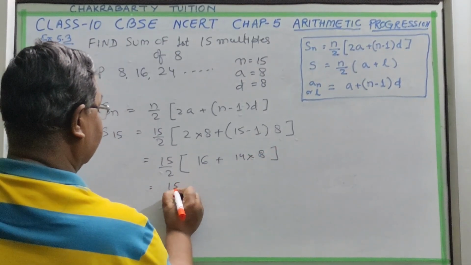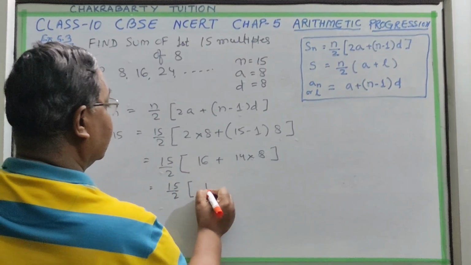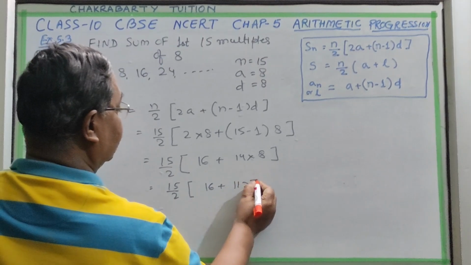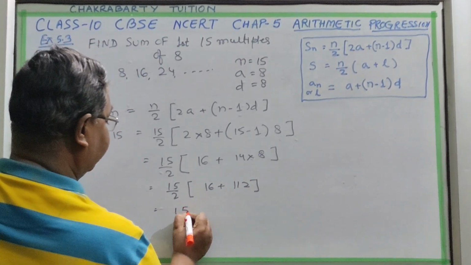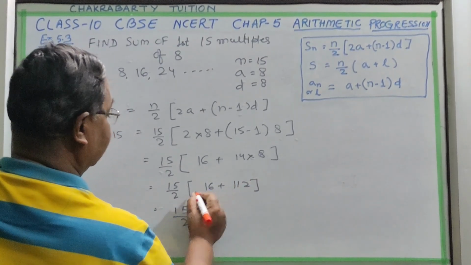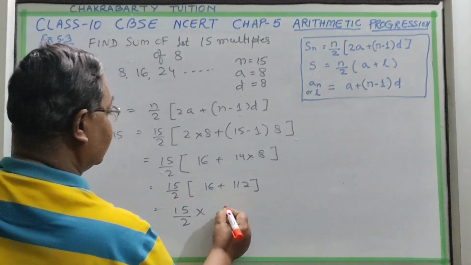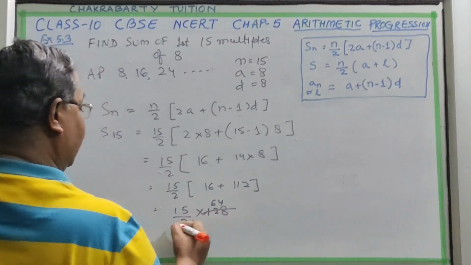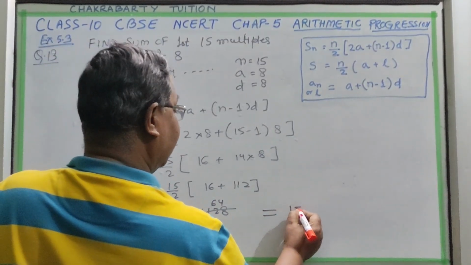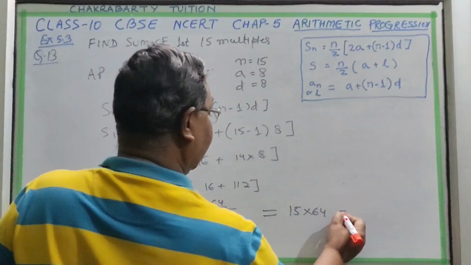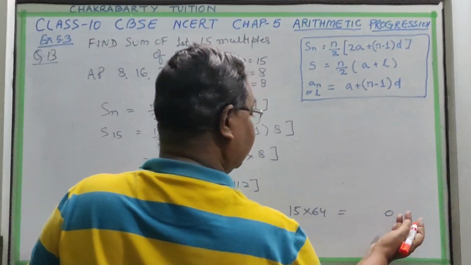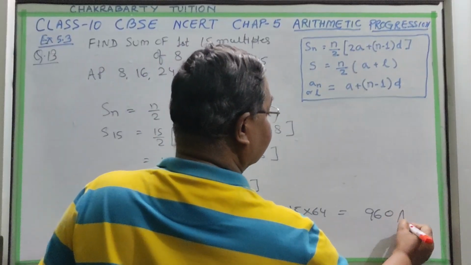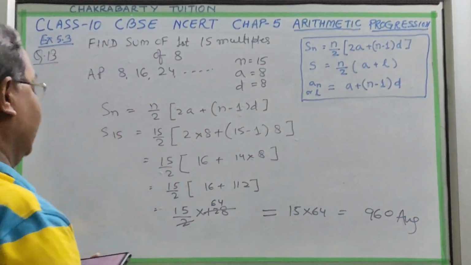14 times 8 is 112. So it is equal to 15 by 2 into 128, which comes to 64. So equal to 15 into 64, which is 960. So this will be your answer. Okay, so question number 13 is over.